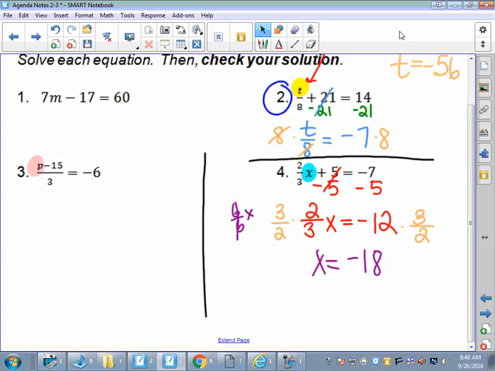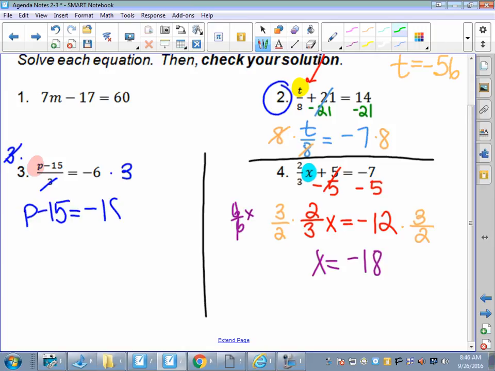So please make yourself a little note how 3 and 4 are different, because in number 3, I'm going to multiply first, because when I multiply, those 3's cancel out, and I'm left with the p minus 15. Negative 6 times 3 is negative 18. Now I can do my very simple add 15 to both sides, so I isolate that p, and I end up with p equals negative 3.